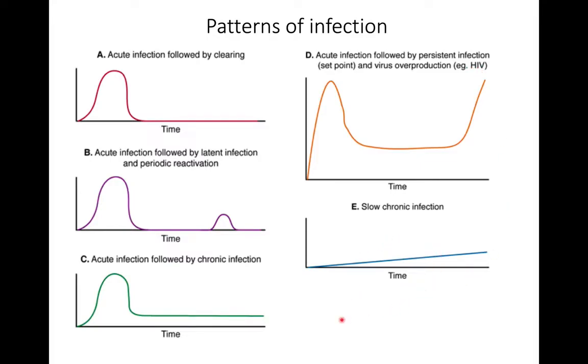And then the last one is the slow chronic infection. So a person initially gets infected, they maybe don't experience any symptoms, and it begins to slowly increase over time, and our person gets more viral production and perhaps worsening of symptoms over time. Right, so those are the 5 different patterns of infection.